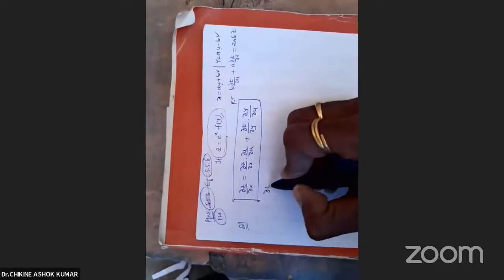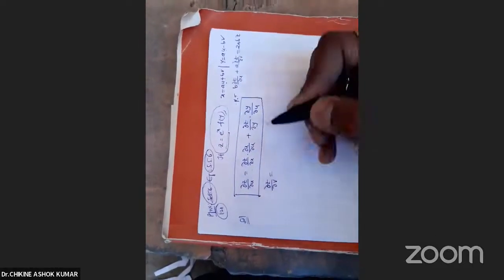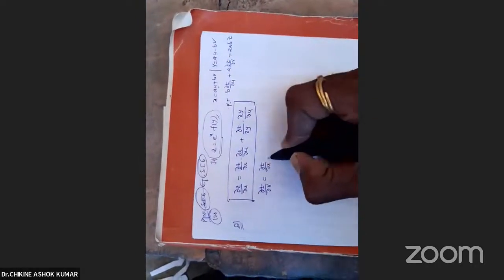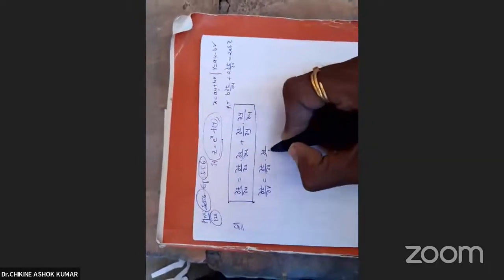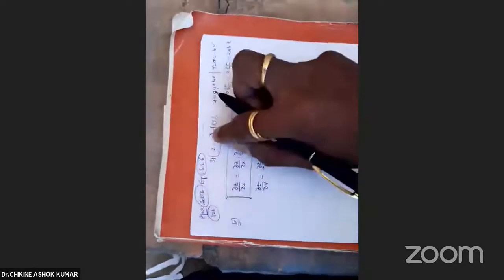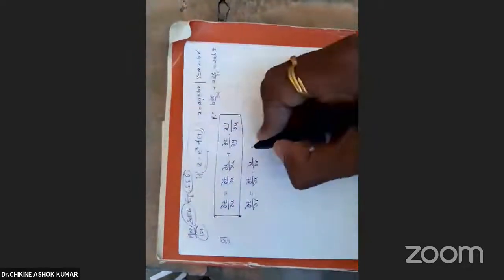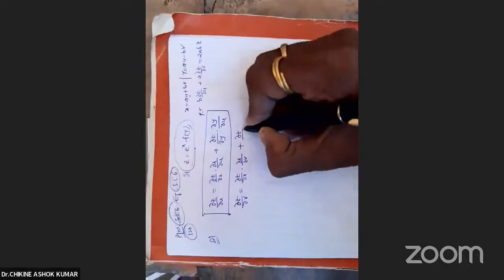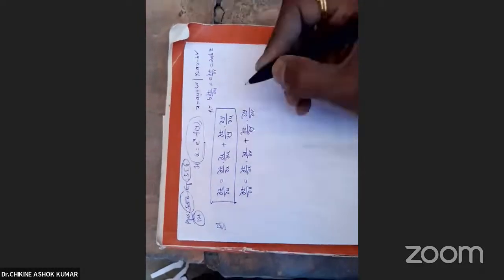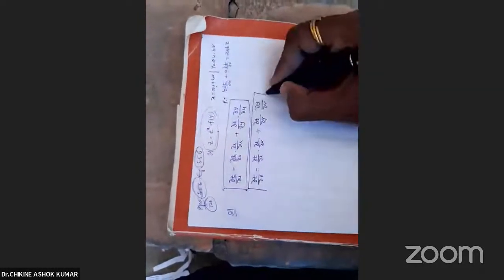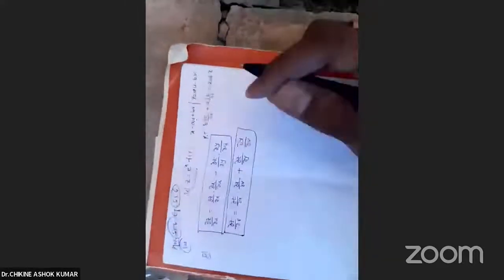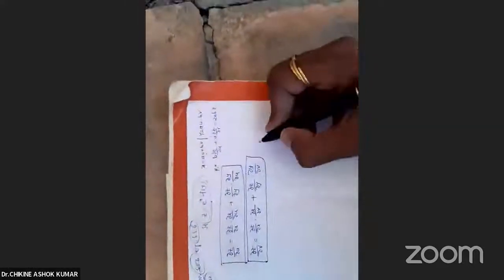Similarly, tell me, what comes for del z by del v? Del z by del v equals del z by del x into del x by del v. That is, when we do the same function with respect to v, this comes. With respect to v, this is plus del z by del y into del y by del v. So we need to find all these terms separately.